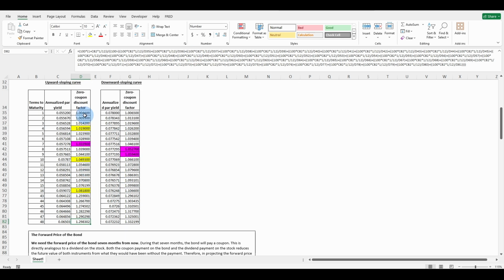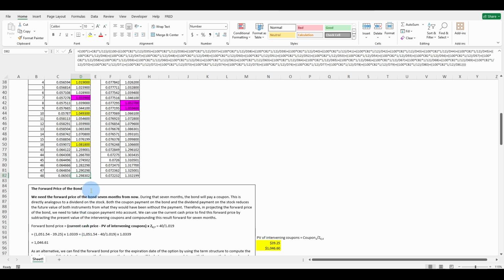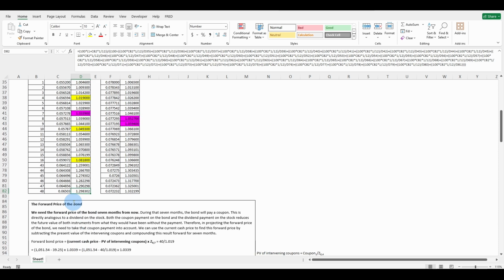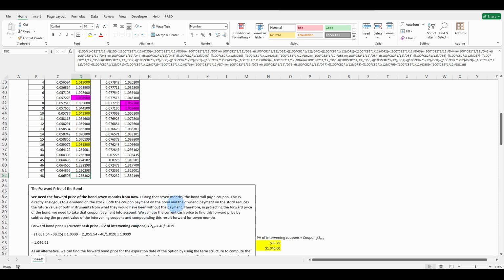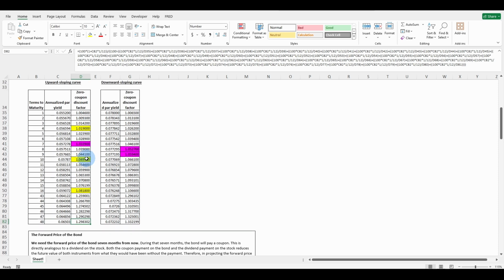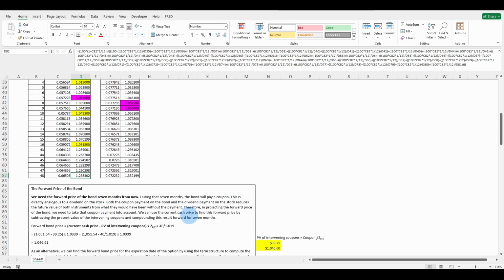What information is of interest here? The forward price of the bond. We need the forward price of the bond 7 months from now. During that 7 months, the bond will pay a coupon. Here's your coupon right here. Yellow represents the coupon. The bond will pay a coupon.